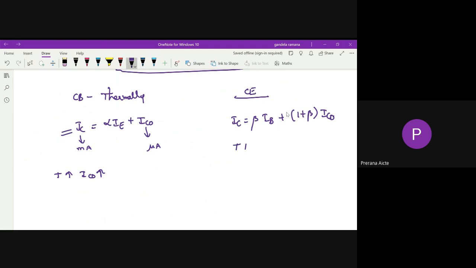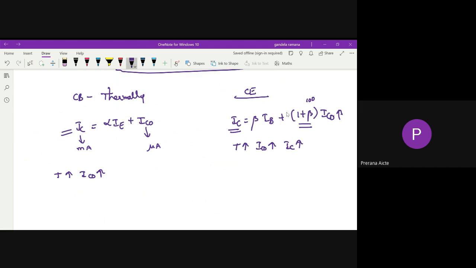When temperature increases, IC naught increases. What happens to IC? IC also increases. How much will it increase? (1 plus beta) times it will increase. Suppose beta value is 100. So it will increase 101 into IC naught.